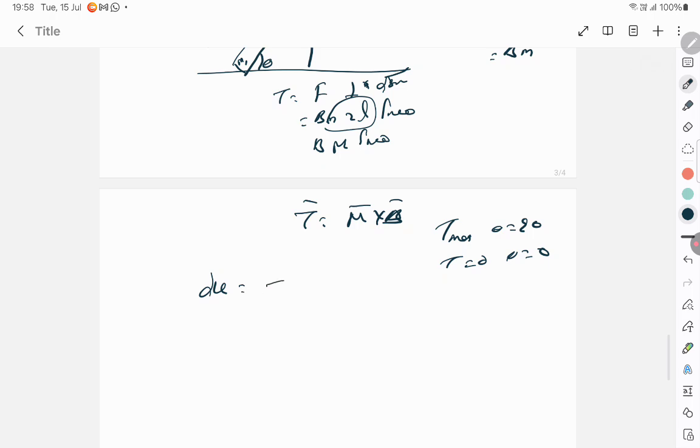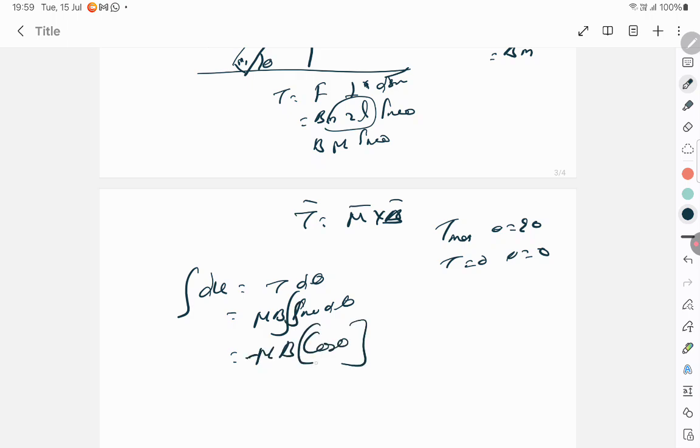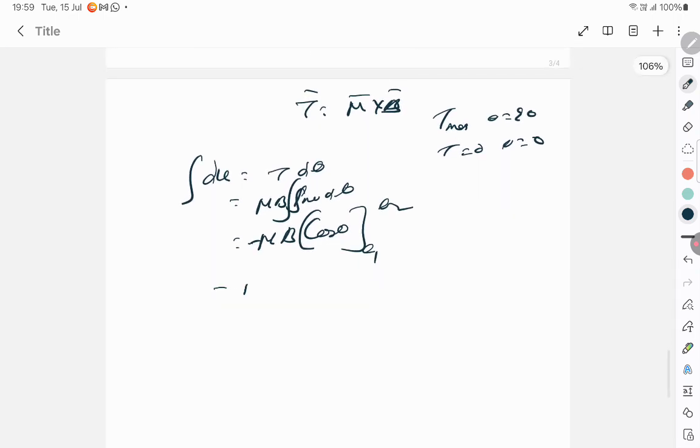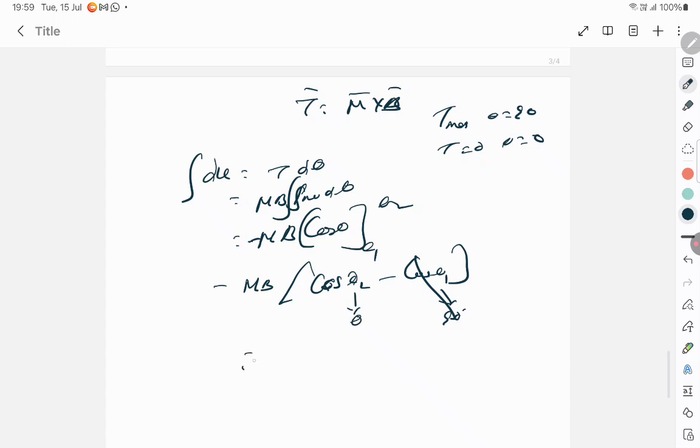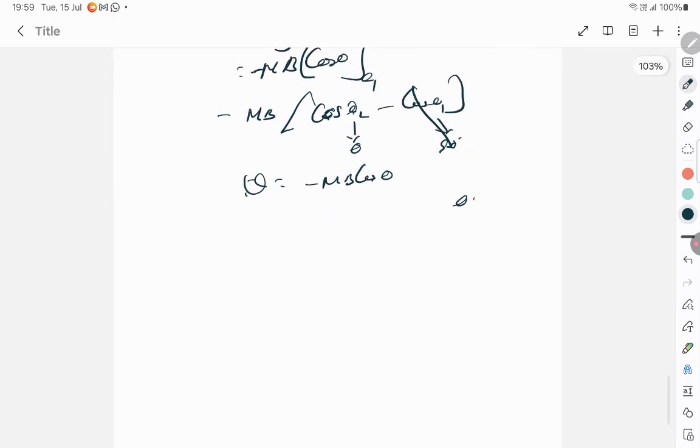Let's derive the potential energy: it's torque times d theta. Torque itself is MB sin theta d theta. On integrating both sides, sin theta becomes minus cos theta, so minus MB cos theta, integrated from theta 1 to theta 2. Upper limit minus lower limit is minus MB times (cos theta 2 minus cos theta 1). Theta 1 is 90 degrees, cos 90 is 0, and theta 2 is theta. So the potential energy itself is minus MB cos theta. When theta is 0, the potential energy becomes minimum, which is minus MB. When theta is 180, the potential energy becomes maximum, which is plus MB.